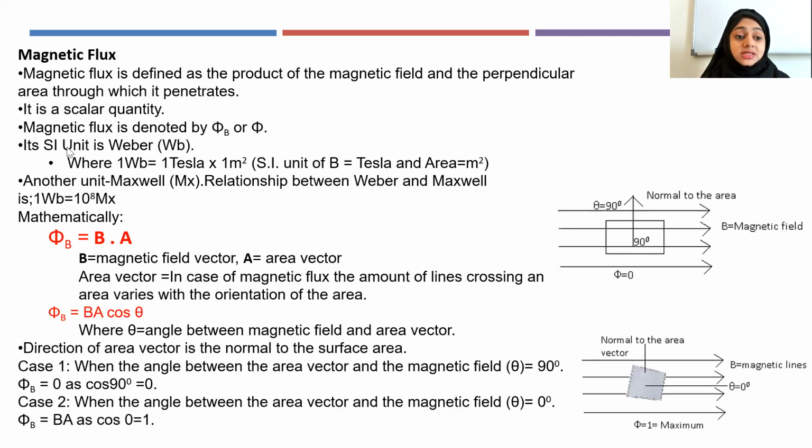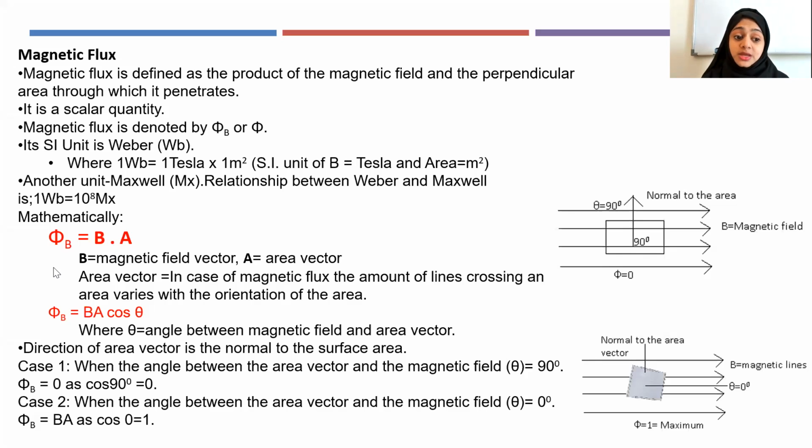So what is its SI unit? Its SI unit is Weber. Remember, when we discussed magnetic field B, we told it has one SI unit Tesla and also Weber per meter square. Because when we take area to the other side, it will become divided by meter square.